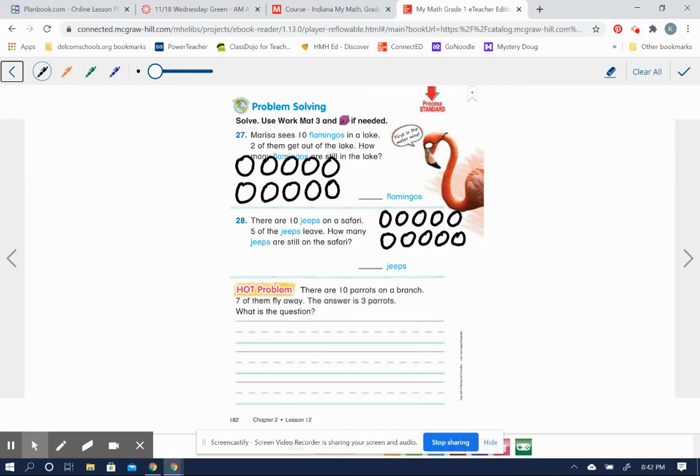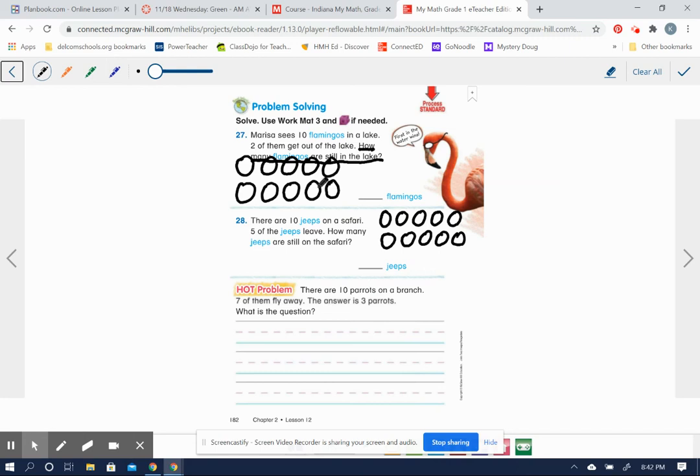Okay, and our hot problem down here. There are 10 parrots on a branch. 7 of them fly away. The answer is 3. But what is the question? Well, let's look up here at the top and look at what is the question here. My counters are kind of in the way, but how many flamingos are still in the lake? If Marissa sees 10 in the lake and 2 of them get out, how many flamingos are still in the lake? That's the question.